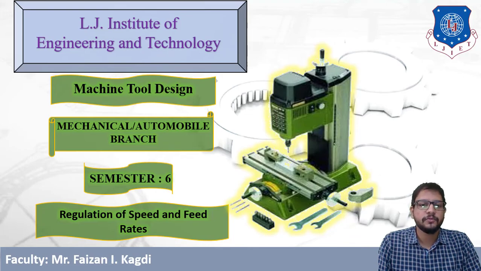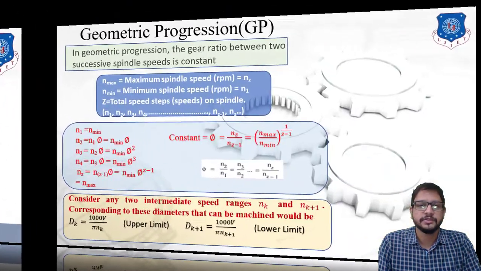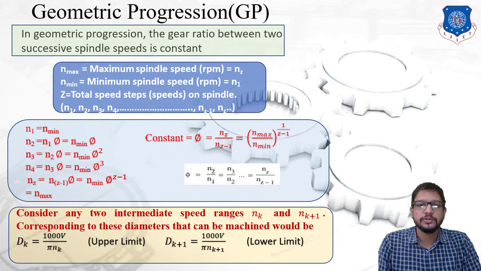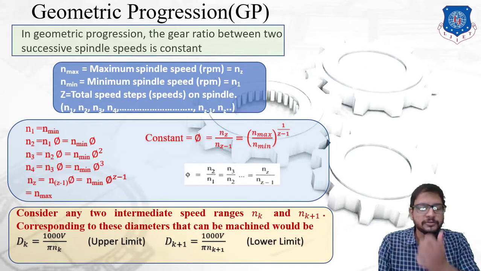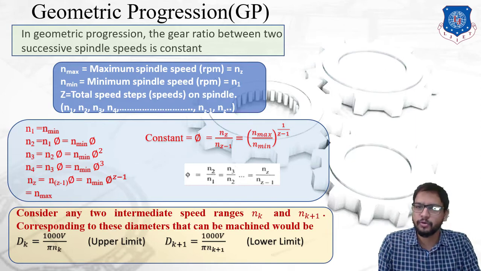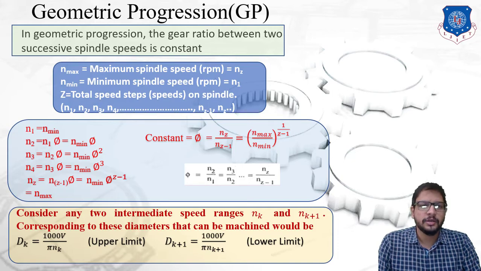So let's begin with our topic, that is geometric progression. You all have a basic overview of progression laws, right? You would have studied in mathematics arithmetic progression, geometric progression and harmonic progression. But in this we are going to use progression laws for speed distribution, which means obviously it is related to the RPM, that is, the ratio of RPMs, right?